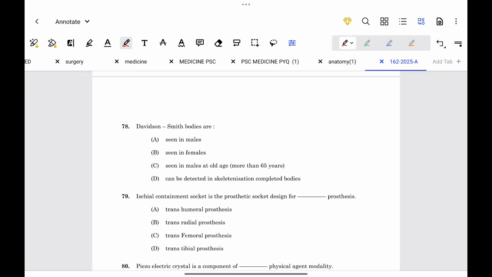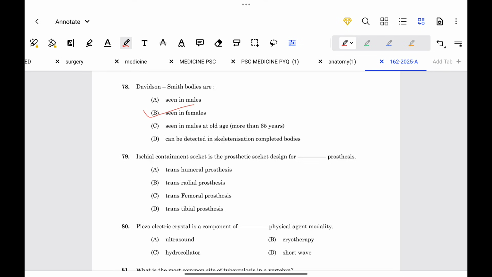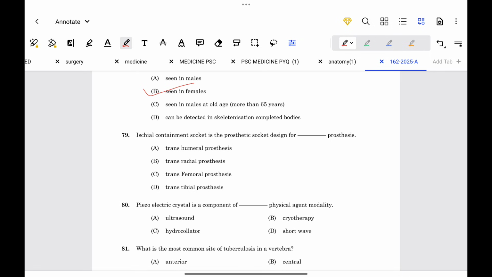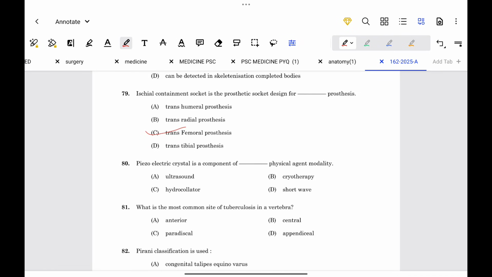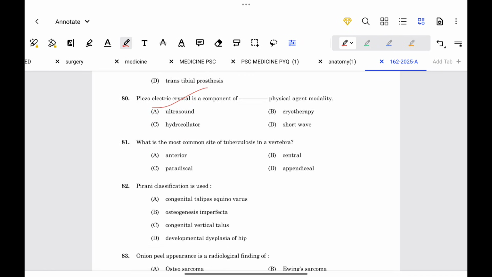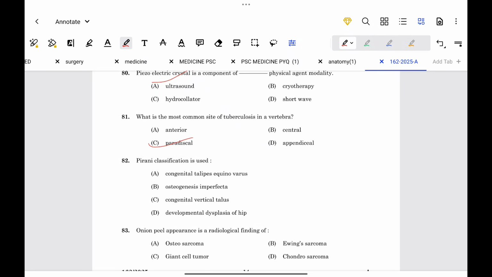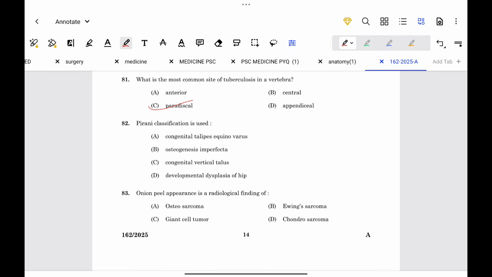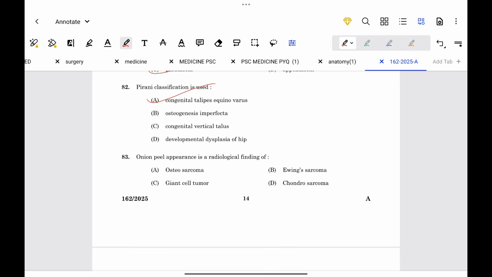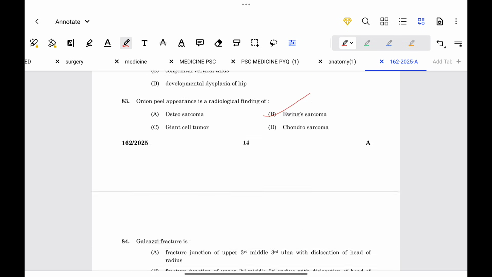Davidson-Smith bodies are 78B. Davidson-Smith bodies in females. Ischial compartment socket is the prosthetic designed for transfemoral prosthesis. Piezoelectric crystal is a component of ultrasound. What is the most common site of tuberculosis in vertebra? This is paradiscal. Pirani classification for congenital talipes equinovarus. Onion peel appearance is seen in Ewing sarcoma.